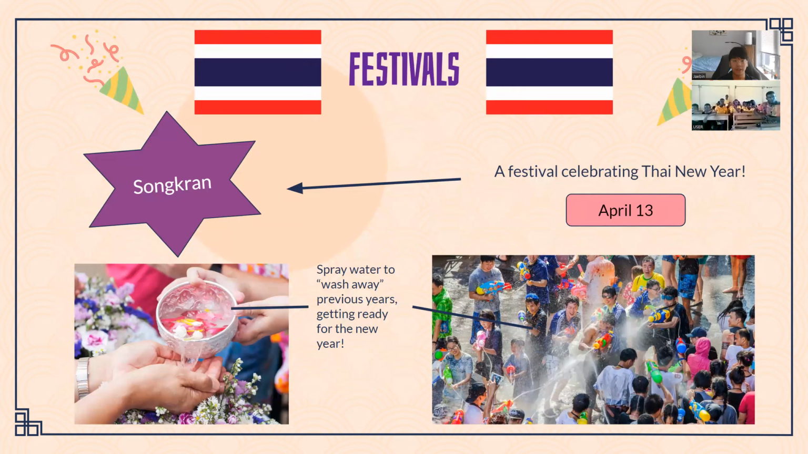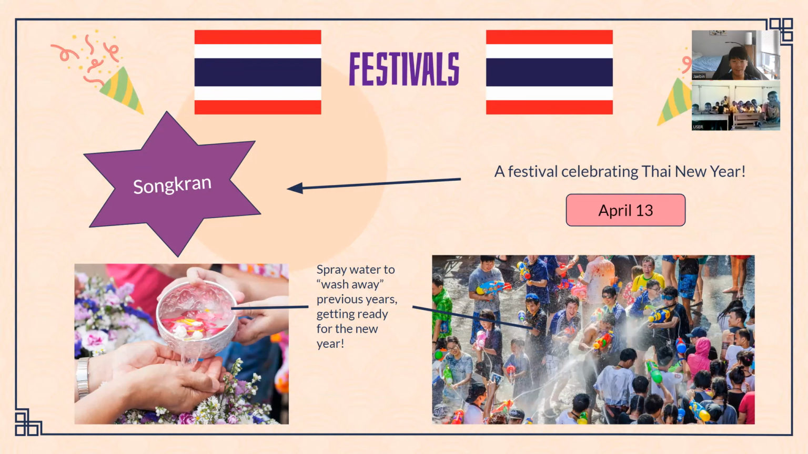Okay, so now let's talk about some festivals and celebrations in Thailand. Songkran is a really famous festival in Thailand that celebrates the Thai New Year, which is April 13th. Every year on April 13th, they have this festival where they spray water on each other.